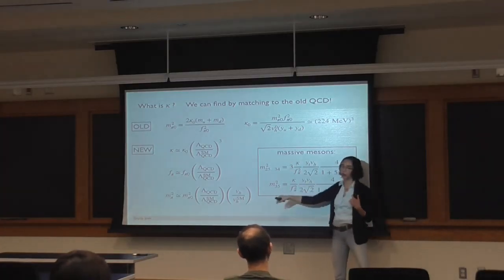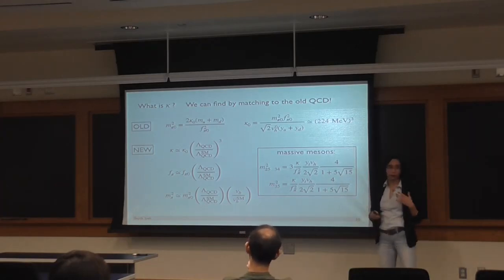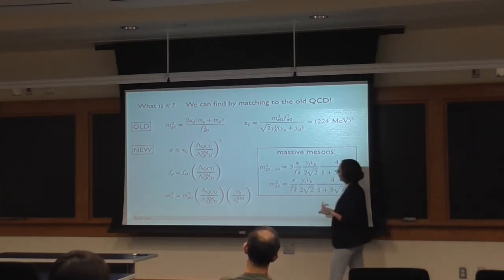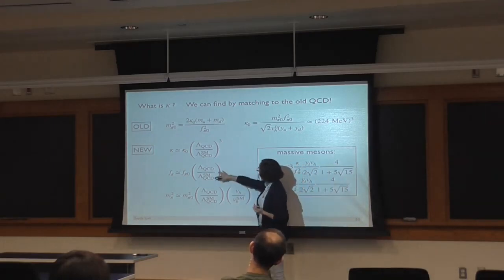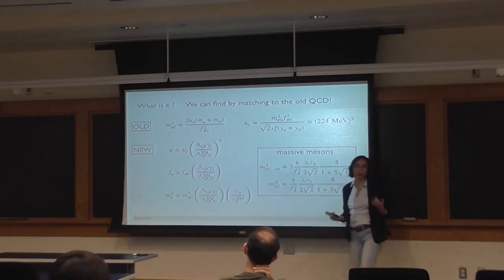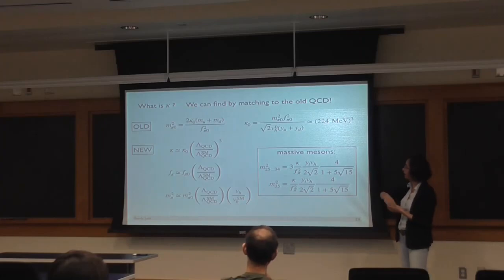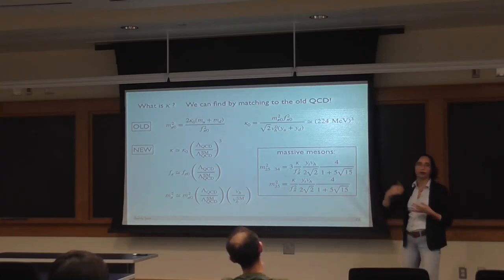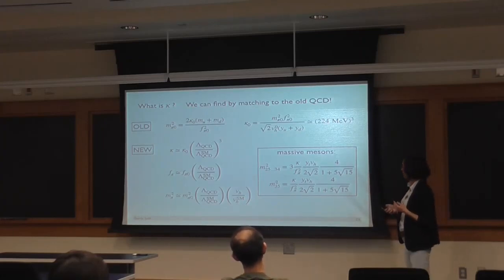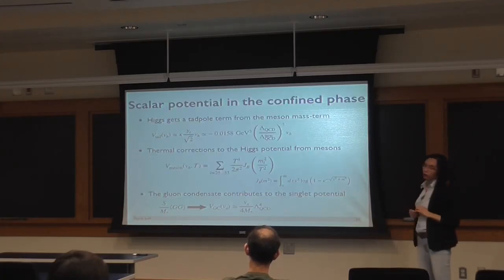So this is just scaling arguments to know what the new meson masses will be. For example, the standard lambda QCD is 1 GeV, and if the new lambda QCD is 100 GeV or 1 TeV, f pi will be 100 times f pi 0 or 1,000 times f pi 0, and so on and so forth. Okay, so now when we know the meson masses, you can calculate their contribution to the finite temperature potential.